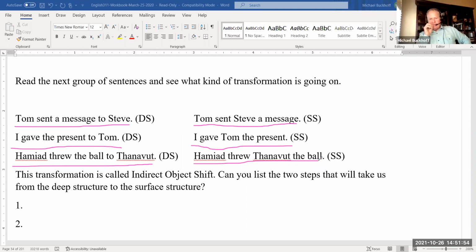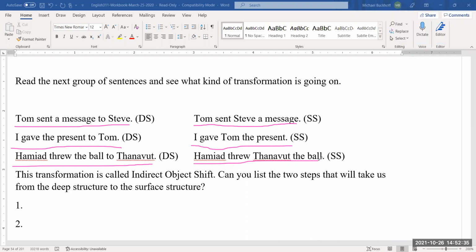No. No. The only way it can be passive voice is there has to be a form of the be verb in there. There's no be verb in any of those sentences. You see what I'm saying? It says sent, gave, threw. In one, the subject is the present, and in the other, the subject is the person. No, the subject is Tom, I, Hamiad. It does not change. The subject is the same in every sentence, no matter if it's the first or the second column. So I don't see that.